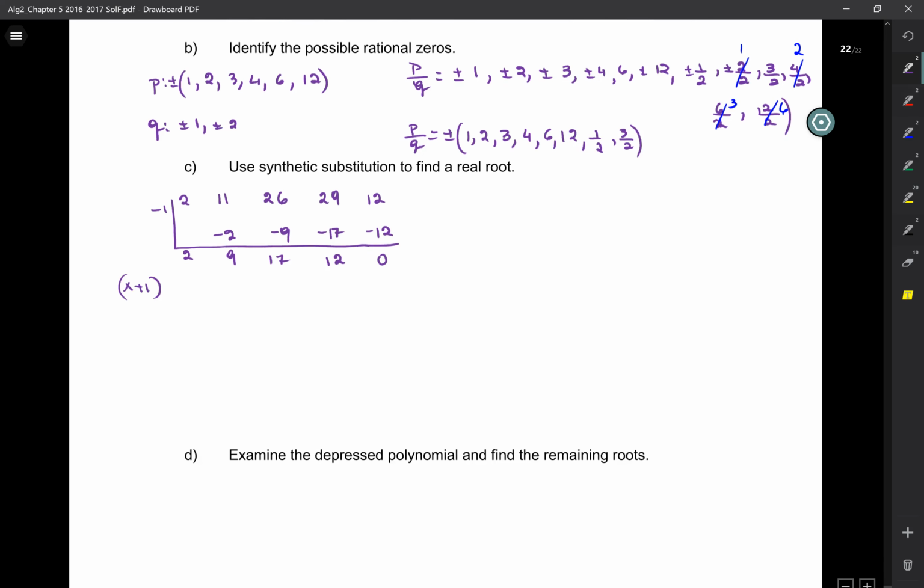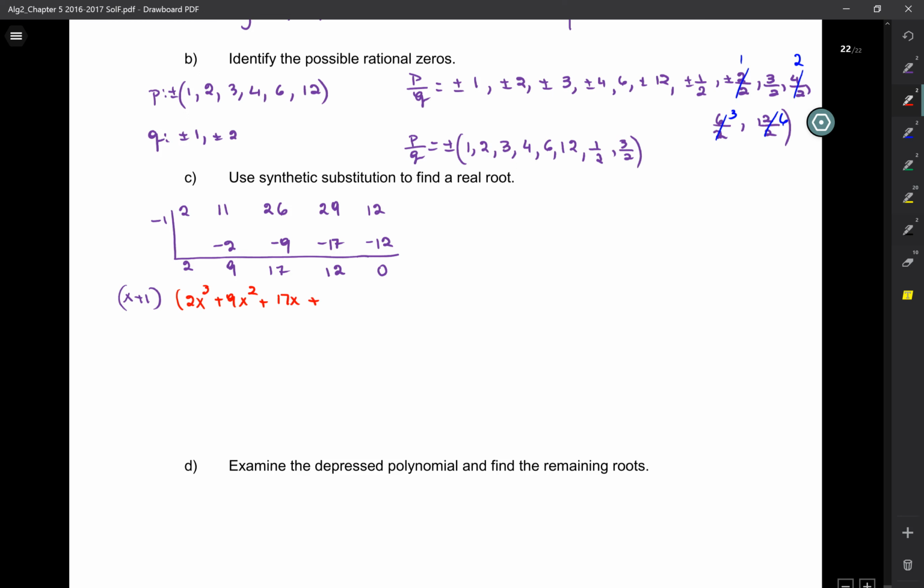Now, what I have is x plus 1 and 2x to the 3, 9x squared, 17x plus 12. Okay, how do I factor that red one? There is no way to factor. So guess what I have to do? I have to do P over Q for the red one now. Yes, I repeat the whole process. So, when I do P over Q for the 12, okay, I'm going to get the same numbers.